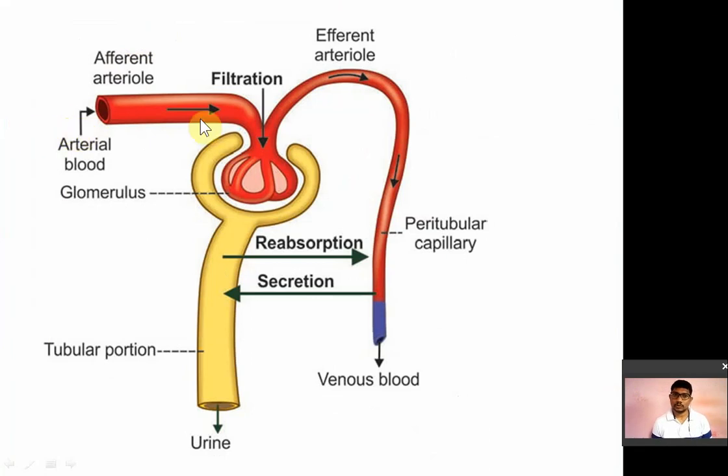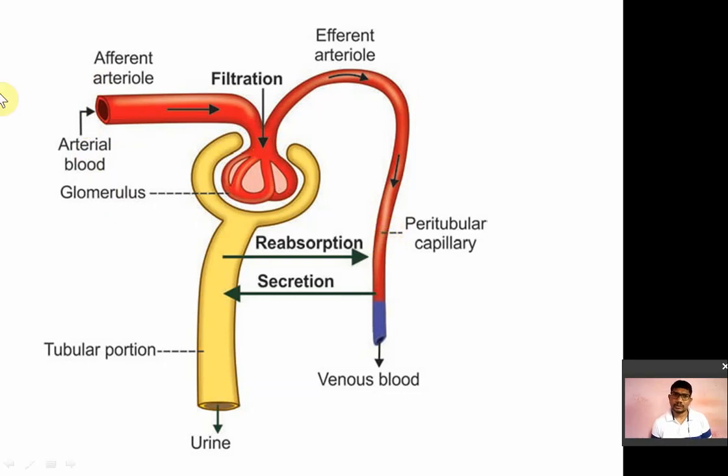Okay. So suppose that this is your nephron. And this is known as a glomerulus. Oxygenated blood or arterial blood is supplied to a nephron by this afferent arteriole. Afferent arteriole will supply arterial blood to a nephron, and efferent arteriole will take away blood from the nephron.